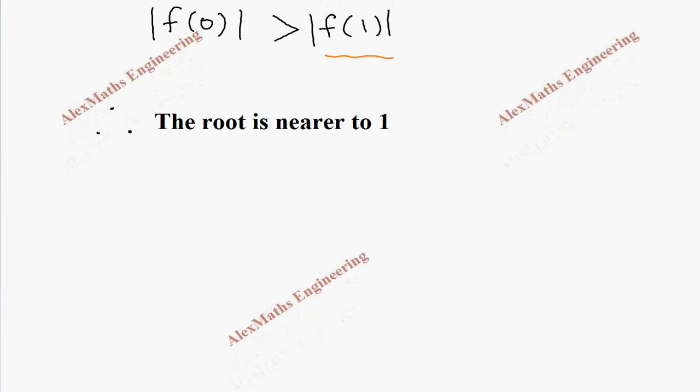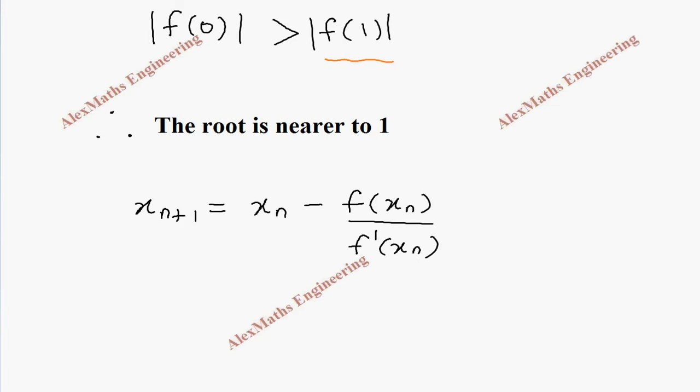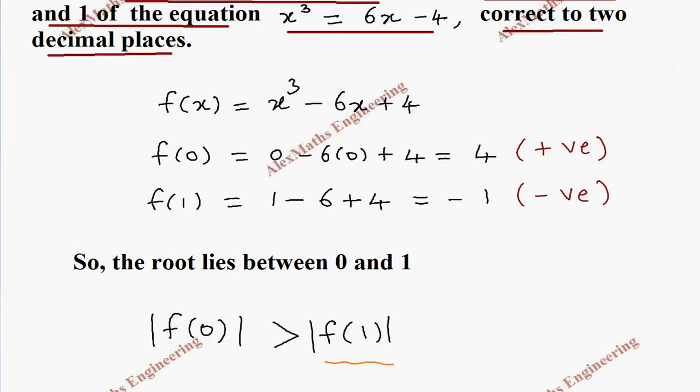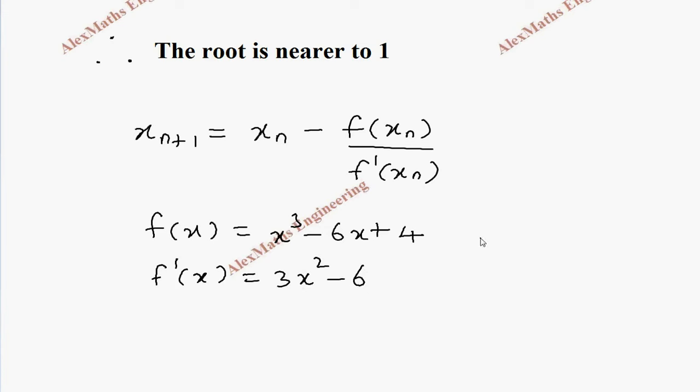We are going to use Newton-Raphson's formula. The formula of x of n plus 1 is xn minus f of xn divided by f dash of xn. From the given equation, we have written f of x, which is x cube minus 6x plus 4. Let's write it here. F of x is x cube minus 6x plus 4, and f dash of x is its derivative, which is 3x square minus 6.